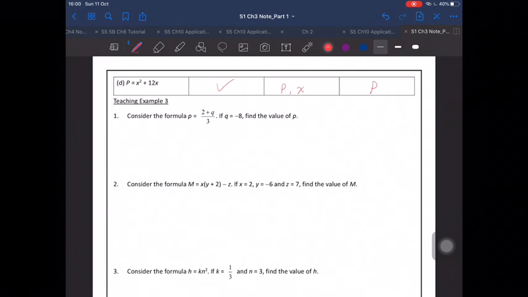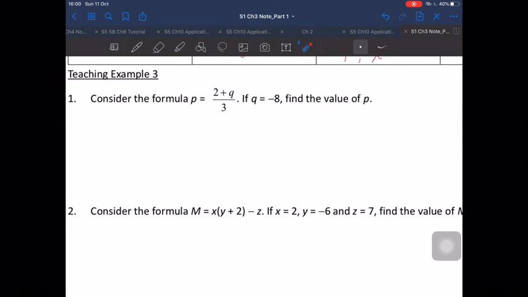So now for teaching example 3, we have to use the value of some variable in order to find the value of the other variable. So first, consider the formula. If Q is equal to negative X, find the value of P.